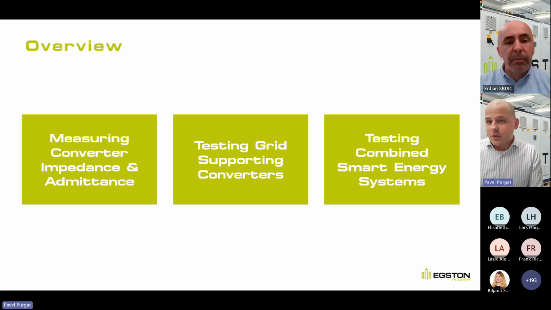In the second part, we will use some use cases. I have prepared use cases from 3 different areas. The first area is from the small signal stability. So we will start with the small signal stability, measuring converter impedance and admittance, which was co-developed by Extend, one of our customers. And then we will move to slightly large signal scenarios, and that's testing and validation of grid supporting converters. And in the last part, we will look at how power hardware in the loop can be used when a certain piece of hardware is not yet available in your laboratory.